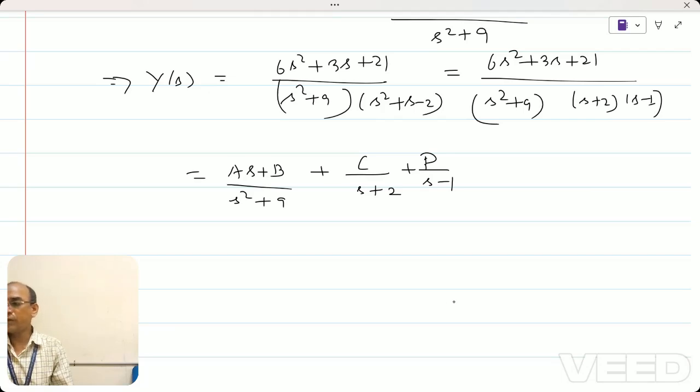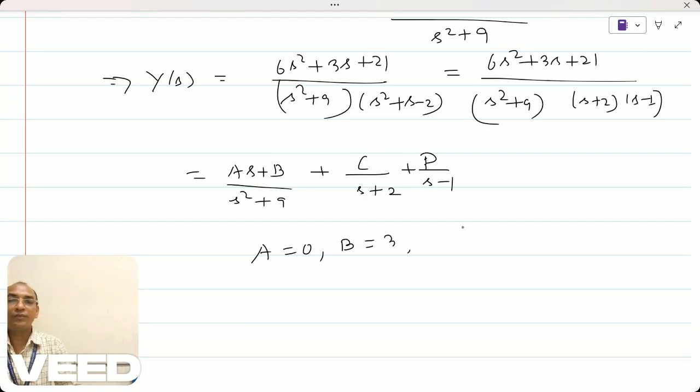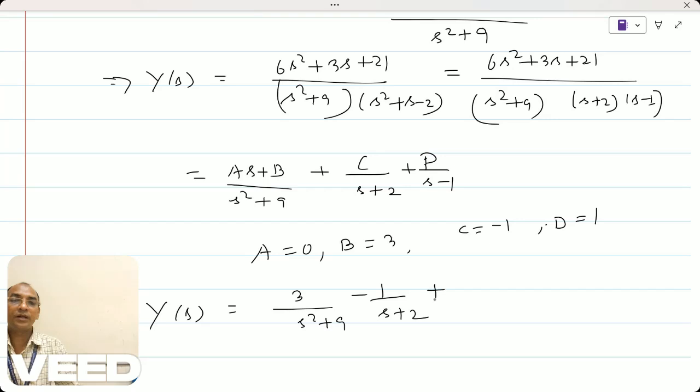The value of a will be 0, the value of b will be 3, the value of c will be -1, and the value of d will be 1. So if you put them there, you get Y(s) equal to 3/(s² + 9), c gives -1/(s + 2), and d gives 1/(s - 1).